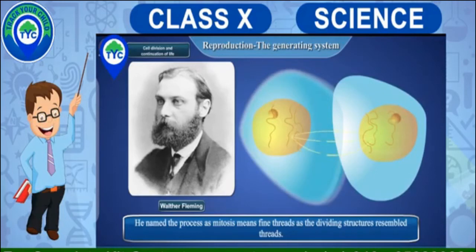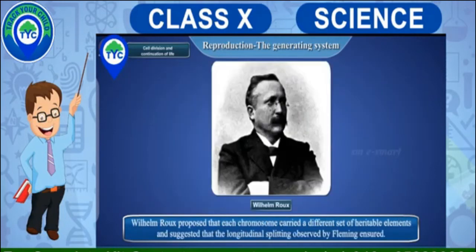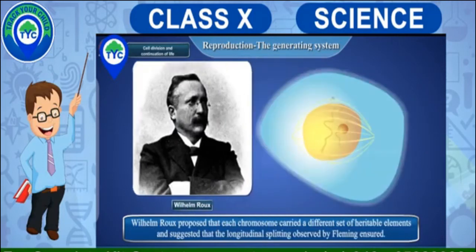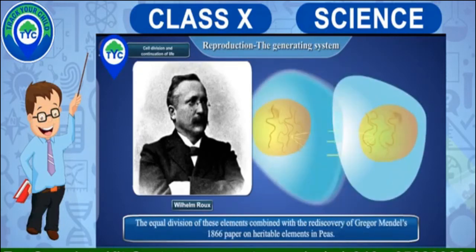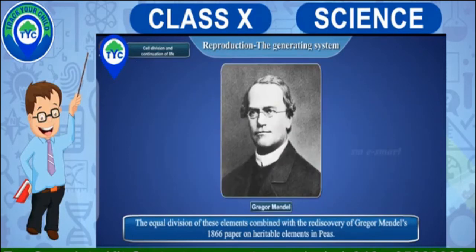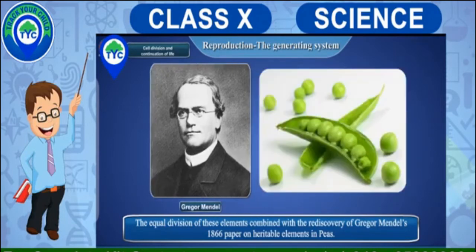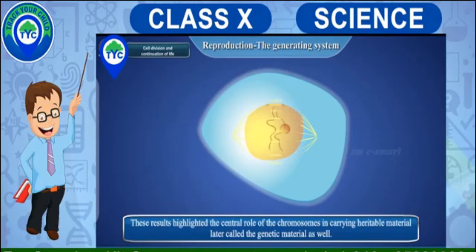As the dividing structures resemble threads, Wilhelm Roux proposed that each chromosome carried a different set of heritable elements, and suggested that the longitudinal splitting observed by Fleming ensured the equal division of these elements. Combined with the rediscovery of Gregor Mendel's 1866 paper on heritable elements in peas, these results highlighted the central role of the chromosomes in carrying heritable material, later called the genetic material as well.